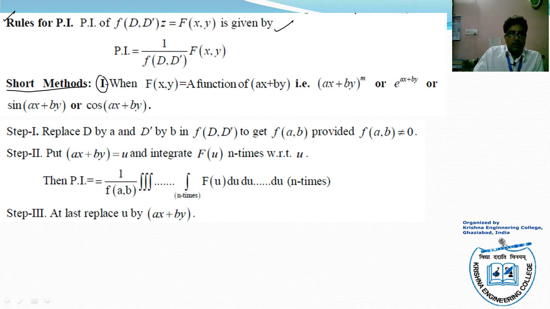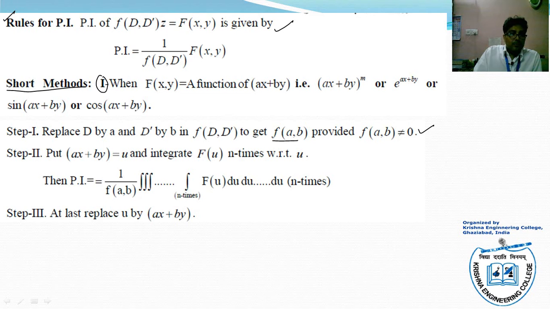There are three steps. Step first, replace D by a and D' by b in f(D, D') to get f(a, b). The condition is that f(a, b) is not equal to 0. If f(a, b) is equal to 0, then this rule fails. Clear?